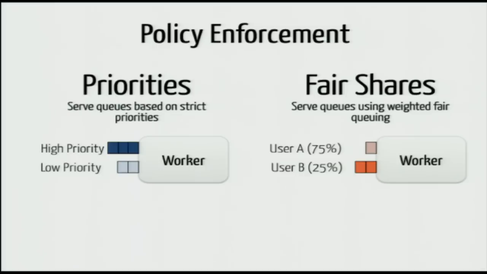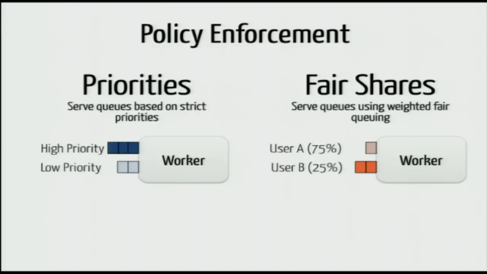So instead of just having one queue of probes, Sparrow keeps multiple queues of probes with one for each policy group. So one for each priority in the priority scheme, and one for each user in the fair sharing scheme. Then when workers are replying to probes, they serve the queues based on the particular policy. So for fair sharing, for instance, Sparrow would serve the queues based on weighted fair sharing.